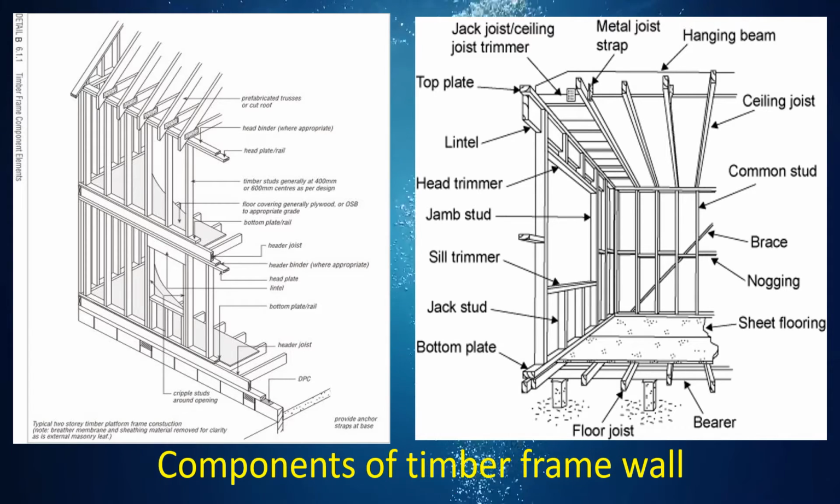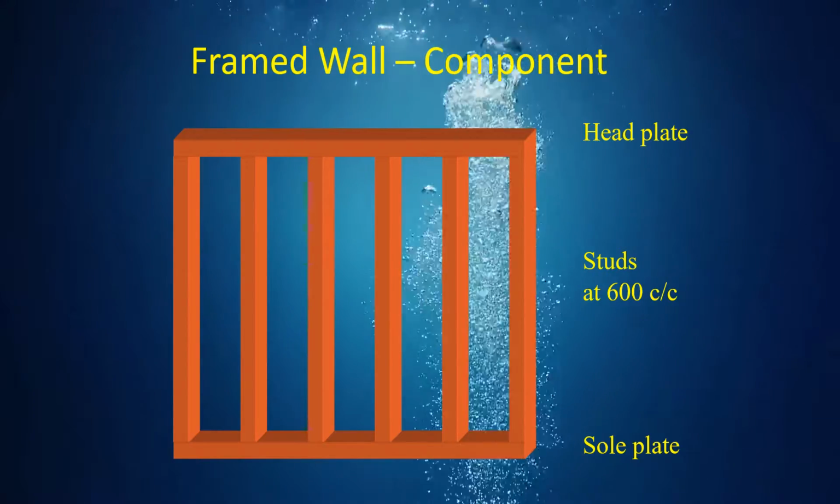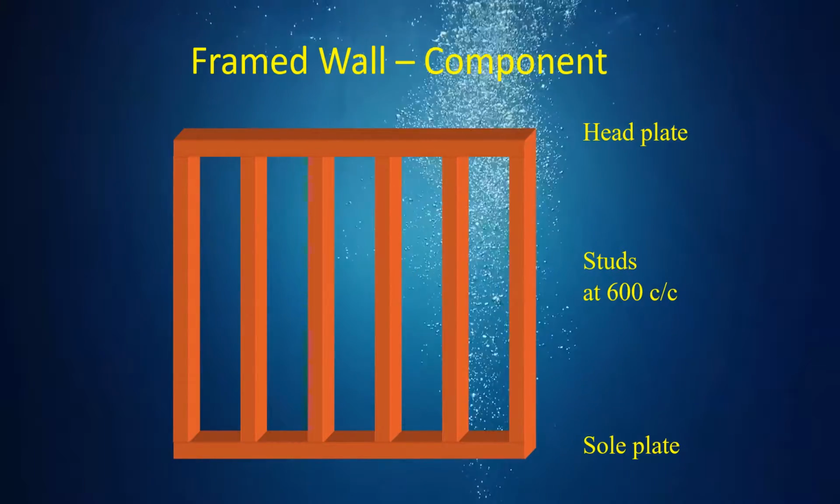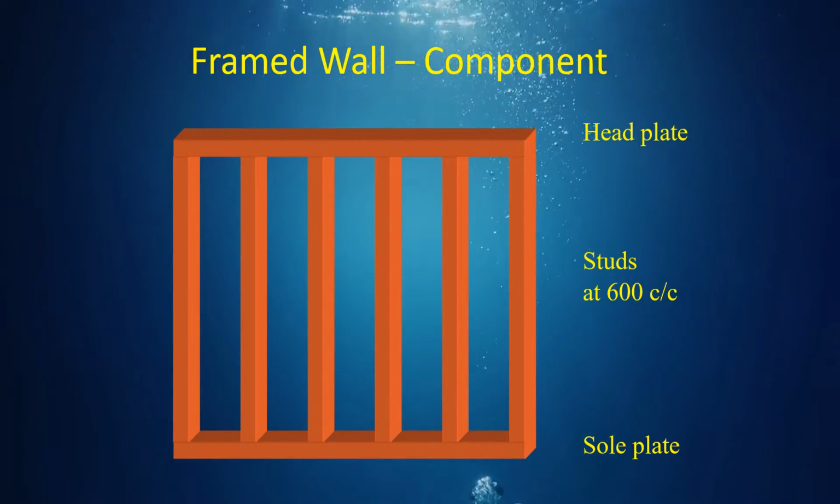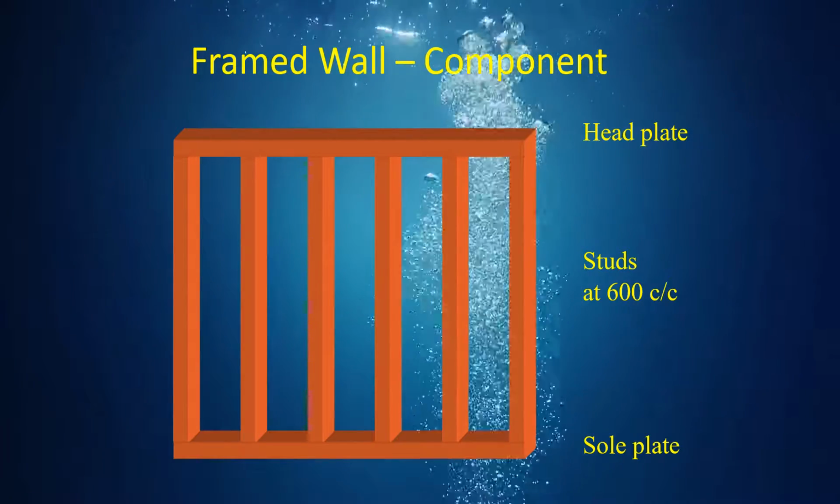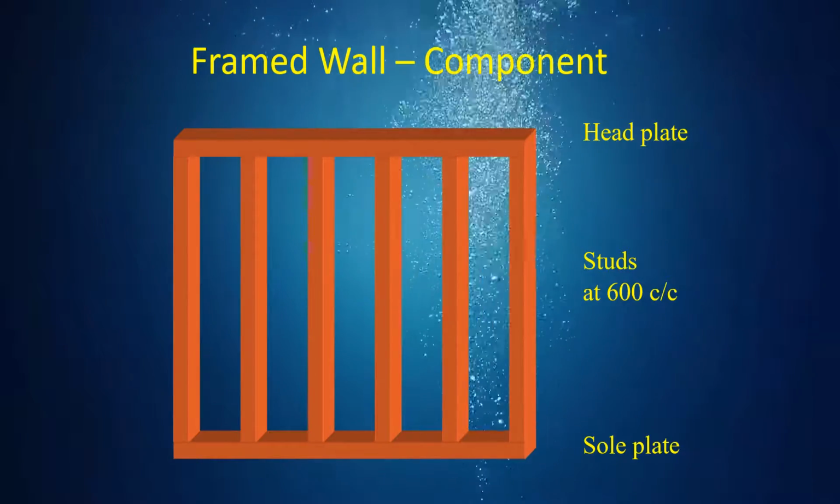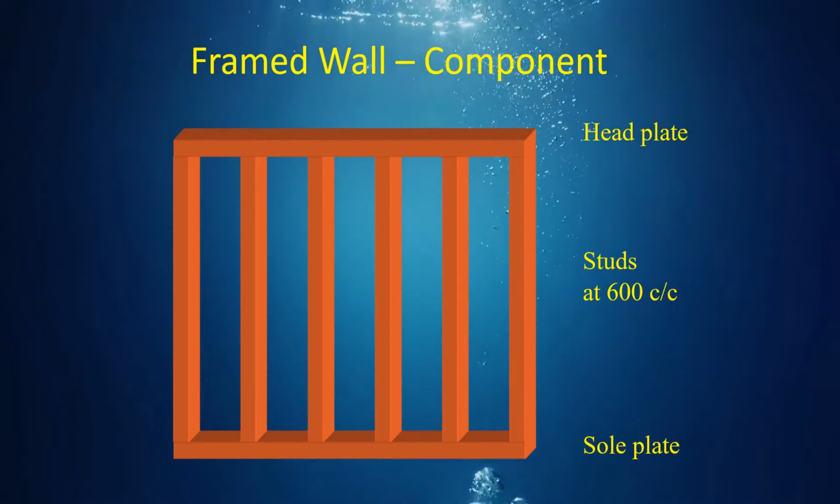Again, the photos show the detailed components of timber frame wall. These are the basic components of timber frame wall, consisting of a head plate at the top, sole plate at the bottom, and studs at 600 center to center.